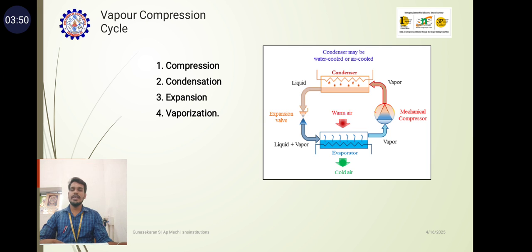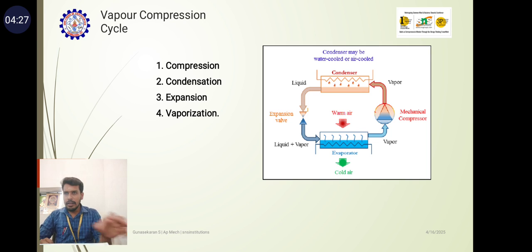Finally, we are seeing about vaporization. Vaporization or evaporation is the final stage of the vapor compression cycle. Here, the lower pressure, lower temperature refrigerant enters the evaporator and absorbs heat from the surroundings, such as air inside a refrigerator or a room in an air conditioner. As the refrigerant absorbs heat, it changes phase from liquid into vapor, completing the cycle.